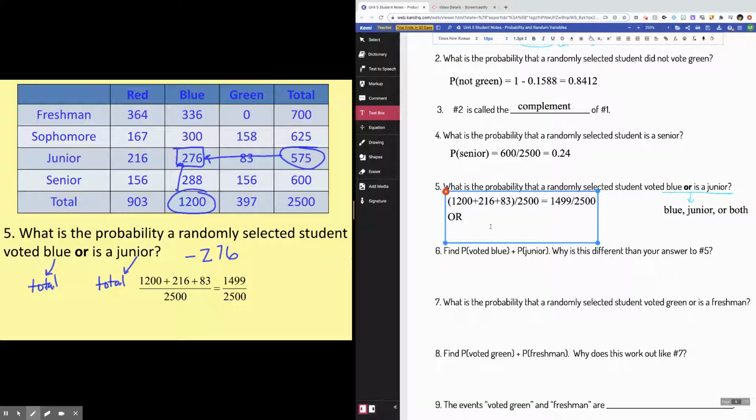So the way that you would then write this is 1,200 plus 575 minus 276, all of that, again, still divided by 2,500. Okay, and you're going to get the exact same thing, 1,499 over 2,500. Exactly the same thing.